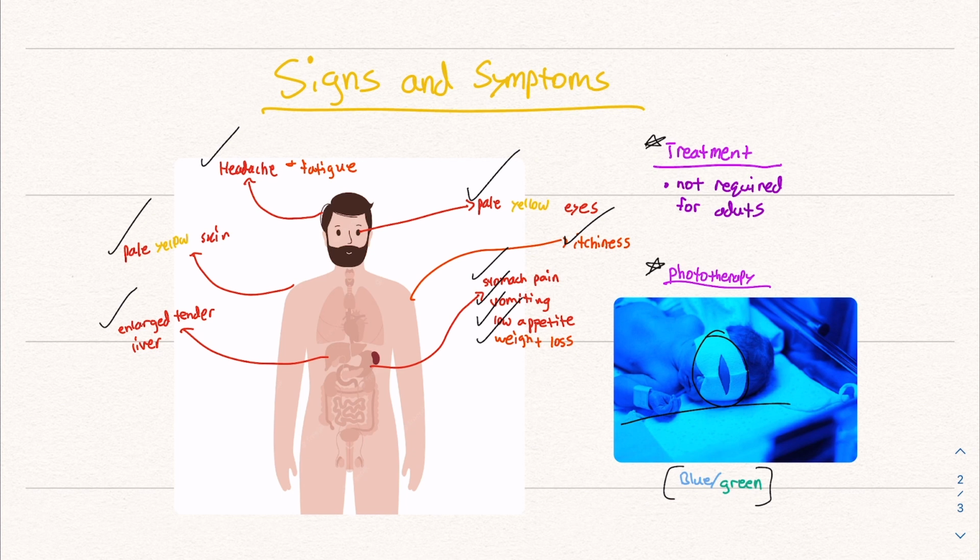I hope you guys learned something new. Personally, I knew about jaundice and I knew about the bilirubin thing, but it was really helpful for me to learn the three different types of jaundice and to get some more useful information regarding what this thing is.